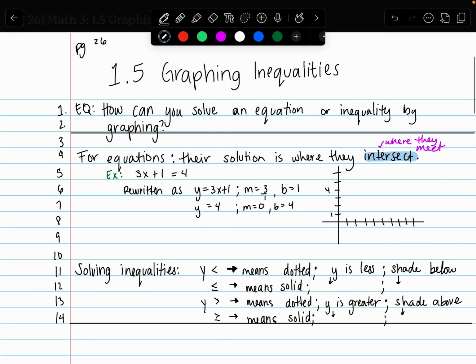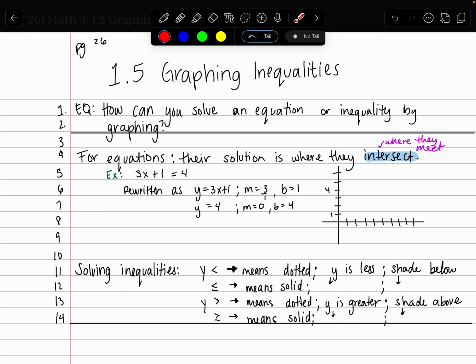All right, so we're gonna go ahead and take notes on 1.5 graphing inequalities. Our EQ says, how can you solve an equation or inequality by graphing? So first of all, this is gonna be going to page 26 with chapter 1. We're going back to chapter 1 because we're supposed to be reviewing linear inequalities in this assessment.